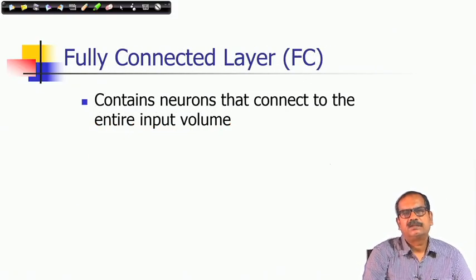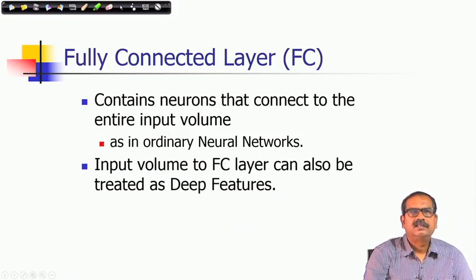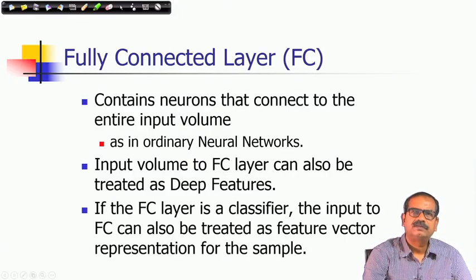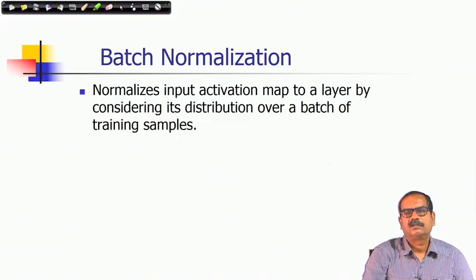Then we will discuss the fully connected layer, which is also coupled with convolutional layers in CNNs. It contains neurons that connect to the entire input volume. That is why it is fully connected, as it is in ordinary neural networks, and the input volume to the FC layer can also be treated as deep features. It could be deep features or the feature representation itself for a classifier. So, these are the two options for the FC layer. There are various operations which are required for efficient training and testing of CNN, or effective computation of CNN.